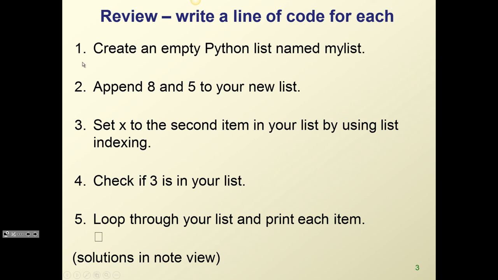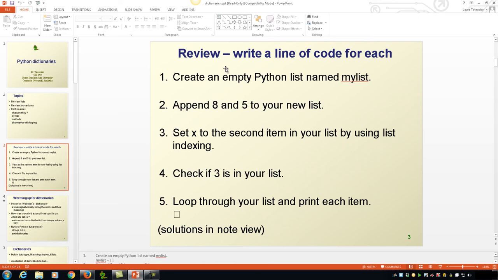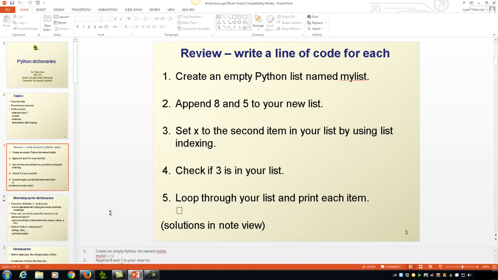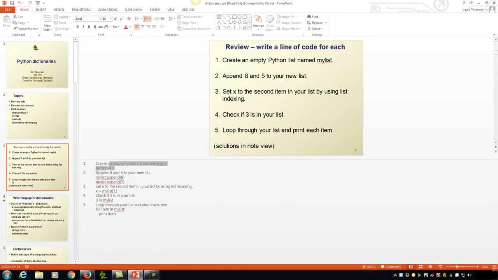As a quick refresher, write down a line of code for each of these 5 tasks. Create an empty list named MyList, append 8 and 5 to the list, and so forth. Pause the video now to complete your answers. These solutions are in the note view. Create an empty list with empty square braces and use an assignment statement.